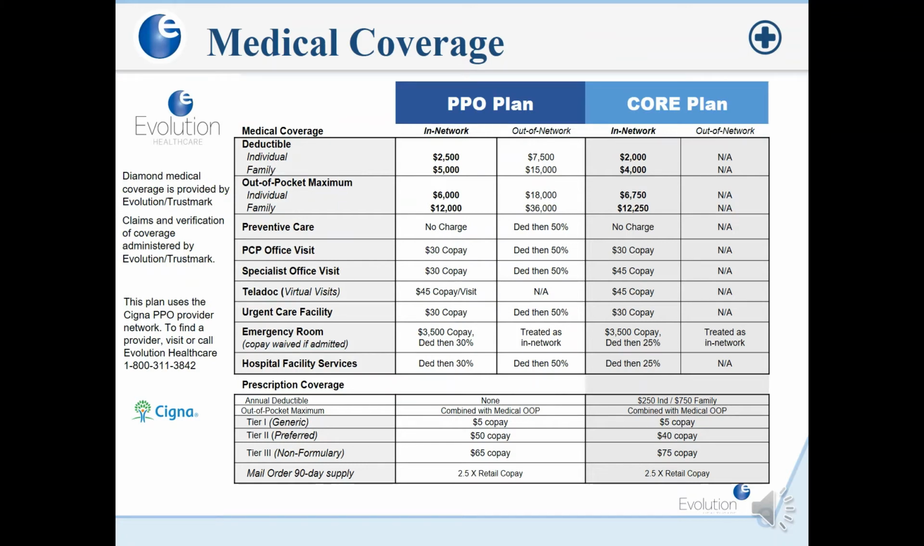Here's a brief overview of the medical plans Diamond Environmental is still offering through Evolution Healthcare. The PPO plan, which has in and out of network benefits, along with the core plan, which is in-network only benefits. There's only been one minor change to the plan benefits for 2021, and that would be for the emergency room copay. The copay has been increased to $3,500 for emergency room visits.